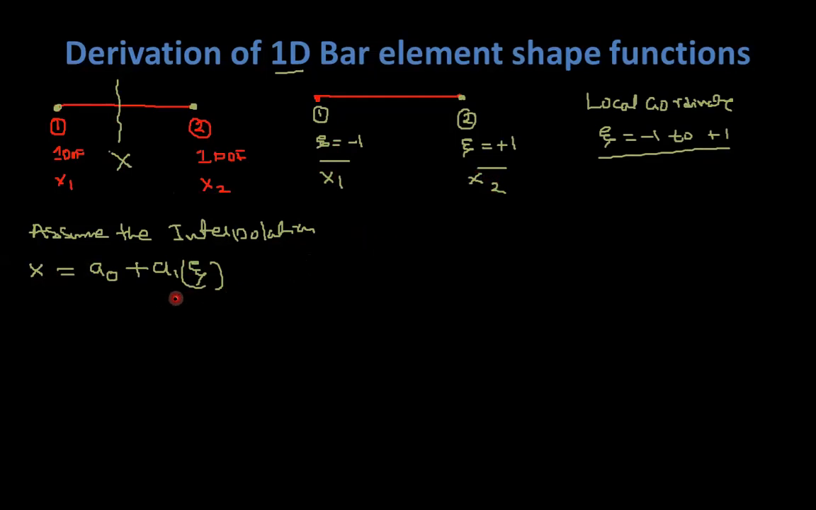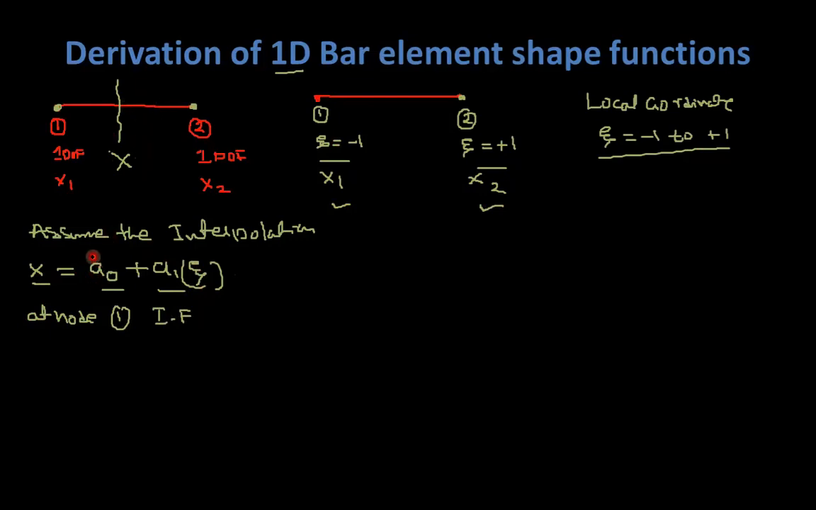Now I would like to define the interpolation function at nodal number 1 and at nodal number 2. So at node 1, I would like to write down the interpolation function. This is called an assumed interpolation function. This assumed interpolation function must be satisfied throughout the element.